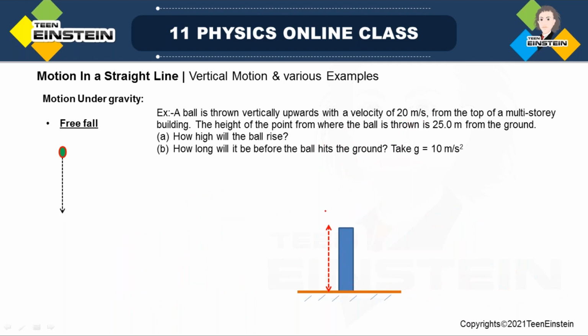I'll just tell you, this problem can be solved in two ways. Suppose I know now what the height is. So suppose this is B, this is A over here. So the ball goes from A to B.